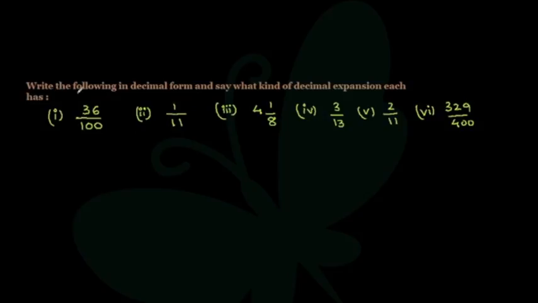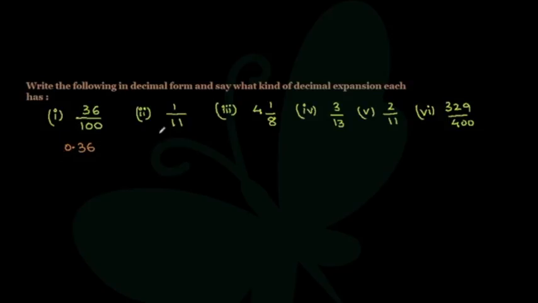Well, here they're asking: write the following in decimal form and say what kind of decimal expansion each has. Look at the first one. It's 36 by 100. Well, it's quite easy, right? You can write this as 0.36. The decimal expansion terminates after two decimal places. So we can also add that the decimal expansion is terminating and hence it's a rational number.